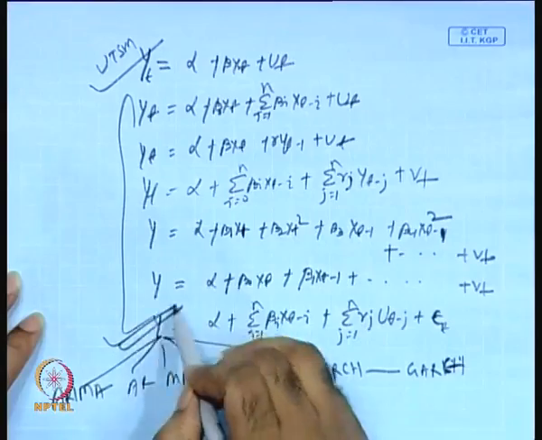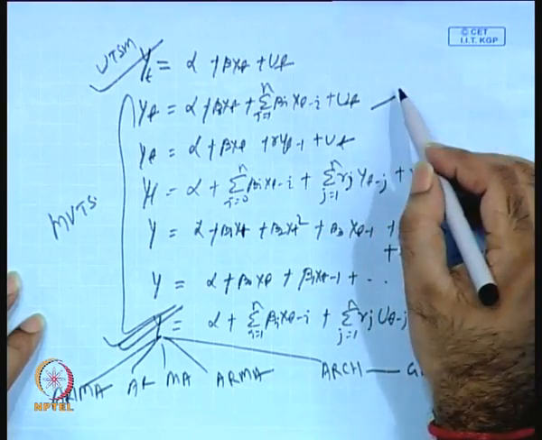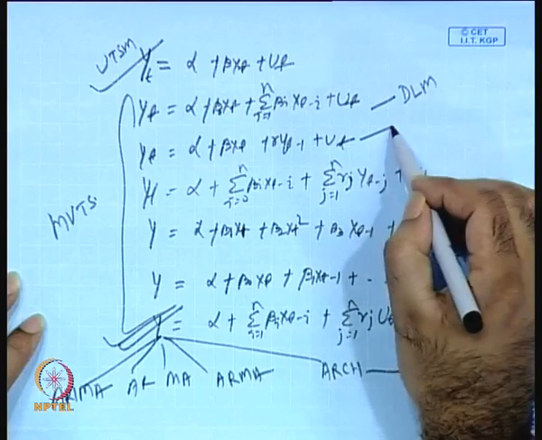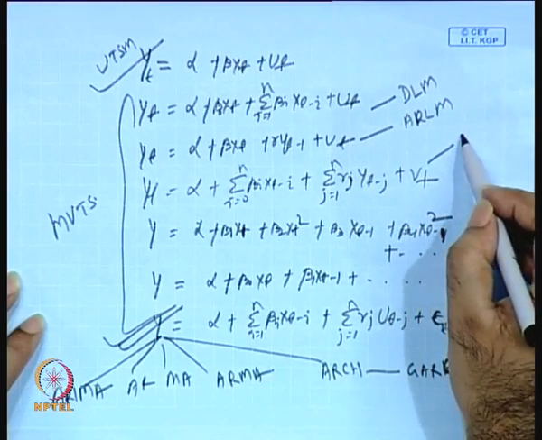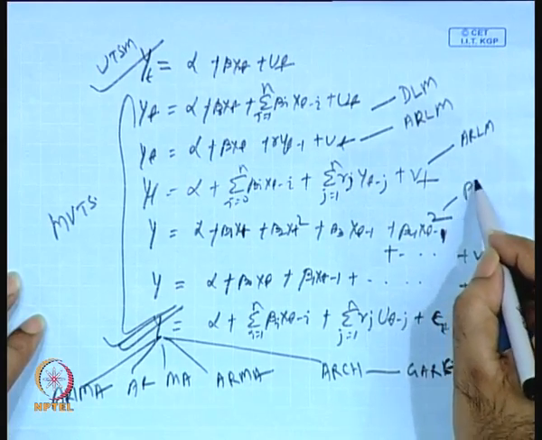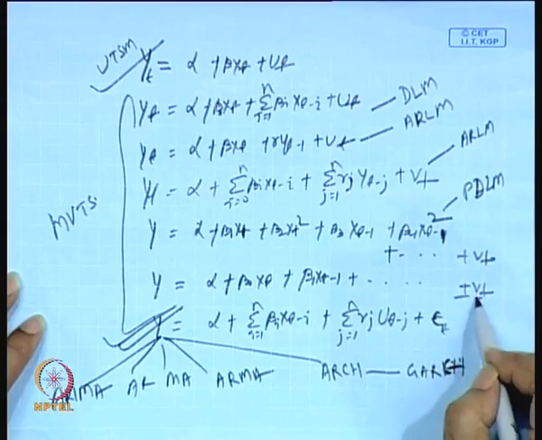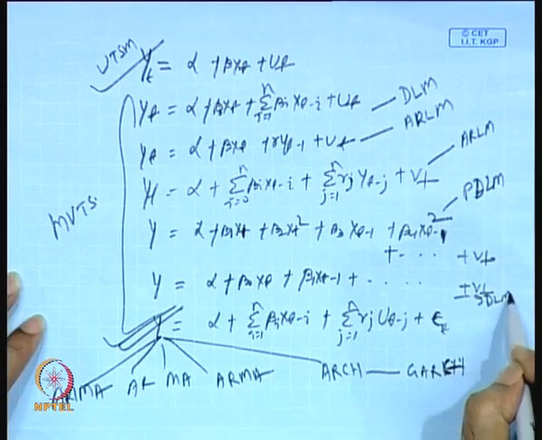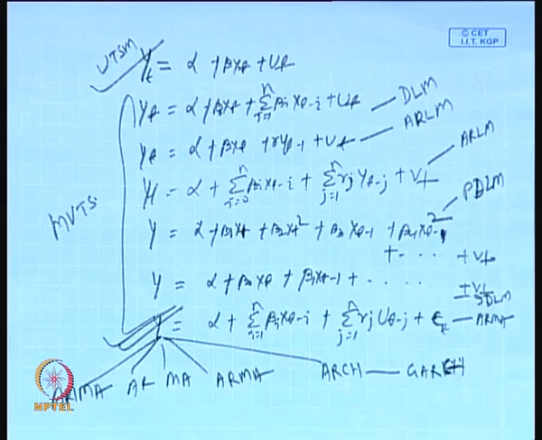So, this is univariate time series modeling, and these are all called multivariate time series modeling. Okay. So, this is purely distributed lag models, this is autoregressive lag models, this is polynomial distributed lag models, then this is infinite distributed lag models, and this is ARMA models. Okay. So, these are the various typical features of time series modeling.